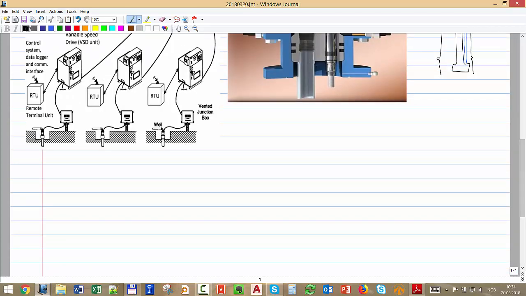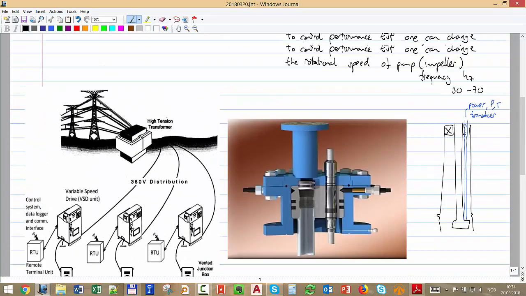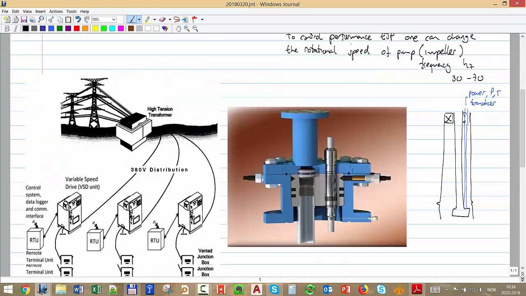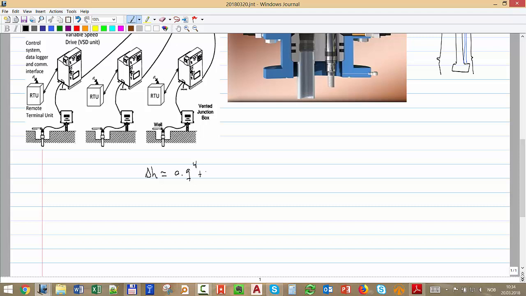So the way we make it, and that's the way I have done it in this exercise, is I say the delta H is typically represented by a polynomial equation, a Q to the 4, and the order depends on the shape of the curve. Sometimes 3 or 2 is enough, but sometimes you need to go all the way to 4 and 5 to reproduce exactly the curve. Here I'm going to put just an order 4.